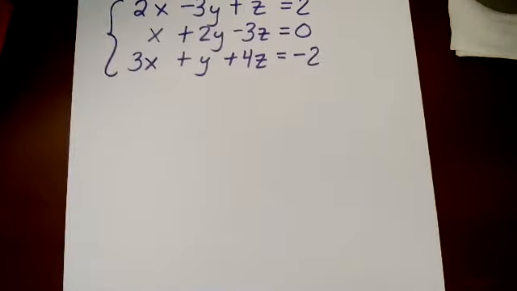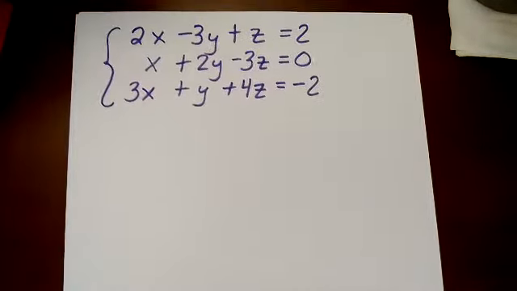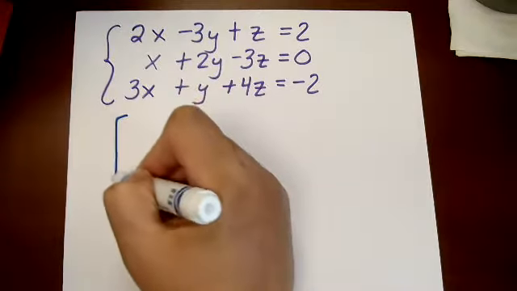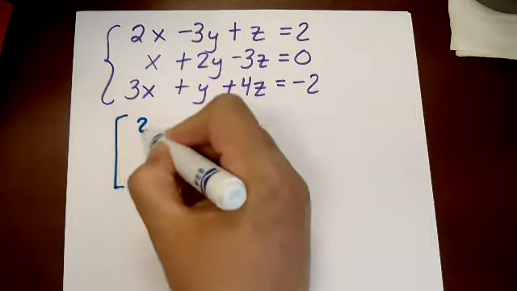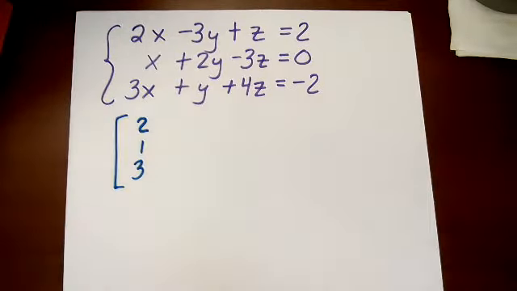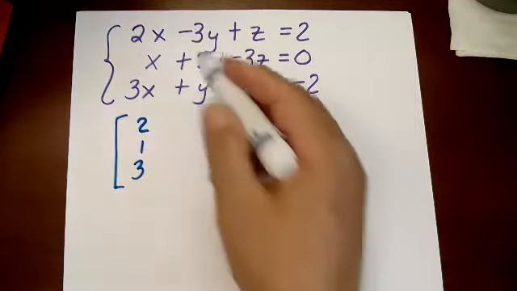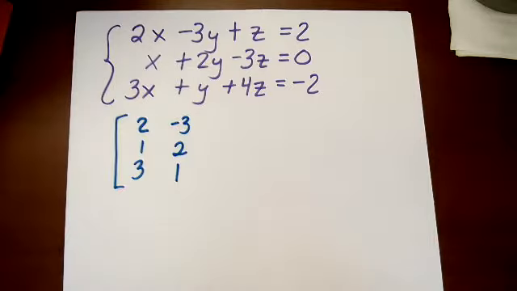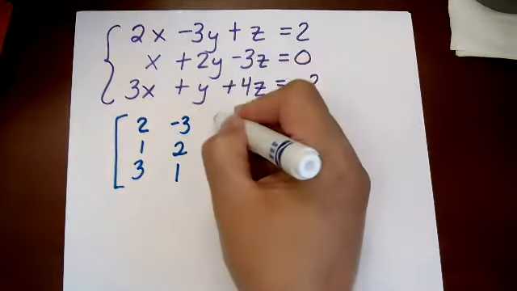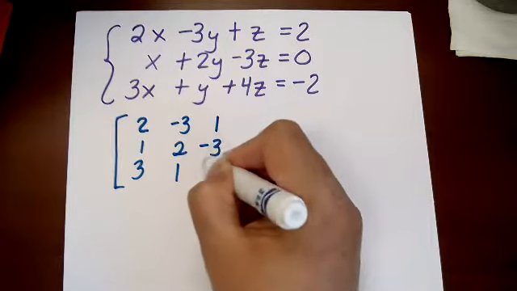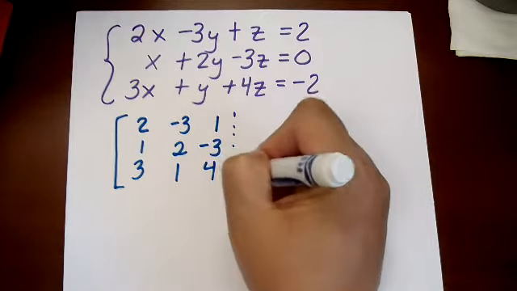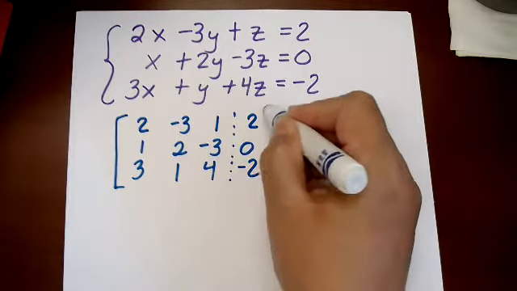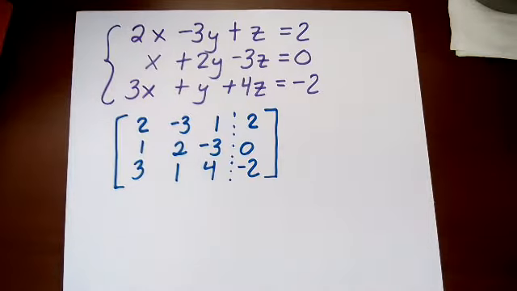Okay, let's try one that has 3 equations and 3 unknowns. The first step again is to write the augmented matrix. So the coefficients of the x's are 2, 1, and 3. Coefficients of the y are negative 3, 2, and 1. Coefficients of the z are 1, negative 3, and 4. The augmented part, or what some call the answers, are 2, 0, and negative 2.